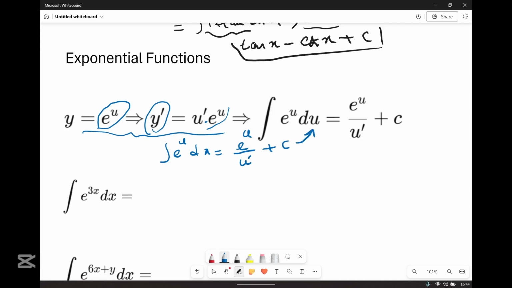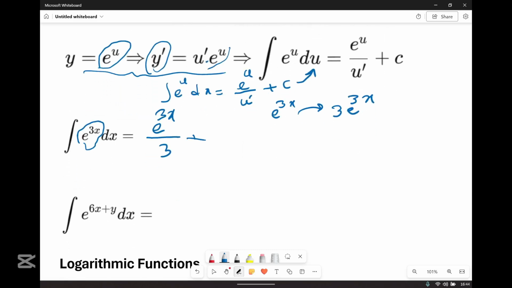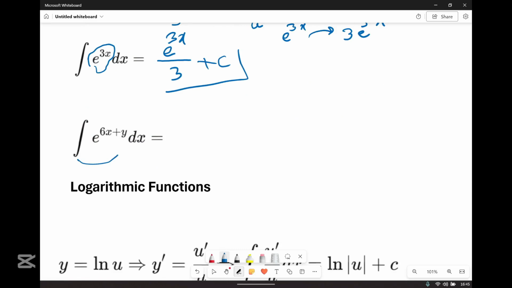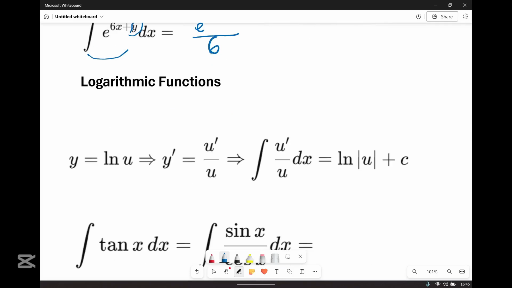For example, if they give you e power 3x and want the derivative, you say 3e power 3x. But if they give you e power 3x and you are going to calculate the integration, it is e power 3x divided by 3, not multiplied by 3, plus c in the last. But here, guys, e power 6x plus y, here y is a constant. If you calculate the derivative of this part, it is linear, and the answer is 6. Therefore, divided by 6. But we go to the logarithm functions.